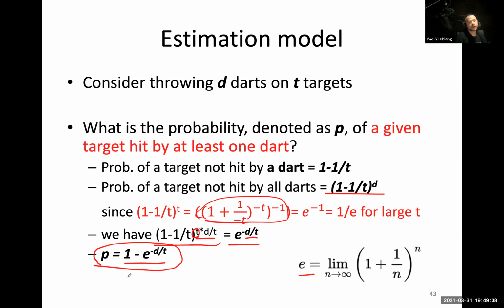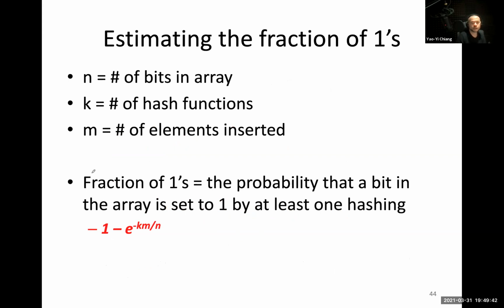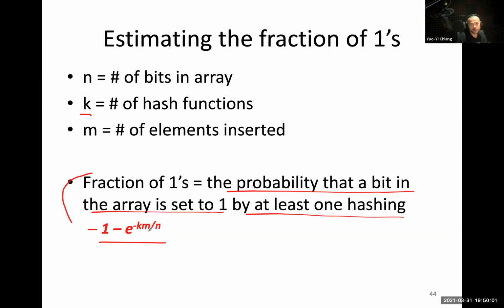Cool. All right, so how do we use this? Well, based on our example, the fraction of ones is the probability that a bit in an array is set to 1 by at least one hash function, and we know it's this. So what is our d? The d is the number of darts, right? In this case, it's k times m. And how many targets do we have? That's the number of bits. So it's this.